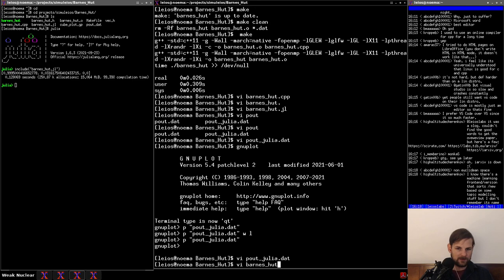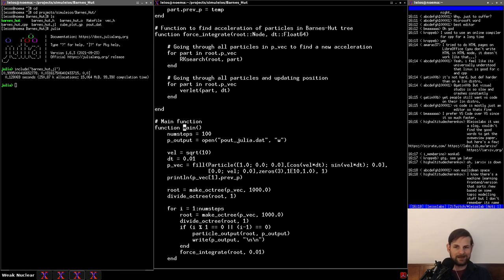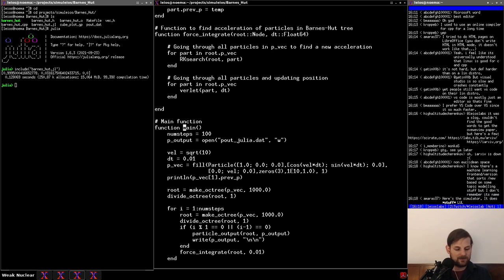vi barnshut.jl, and let's try to read the code and see what we can do here. So I'm going to go down to the main function. Again, this is the first ever Julia code I've ever written, so please, it's bad code. I know it's bad code, but keep in mind.